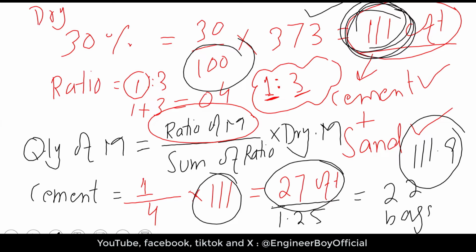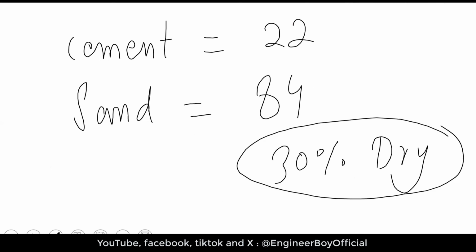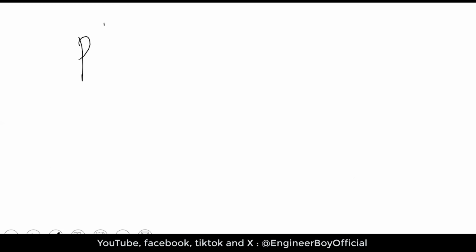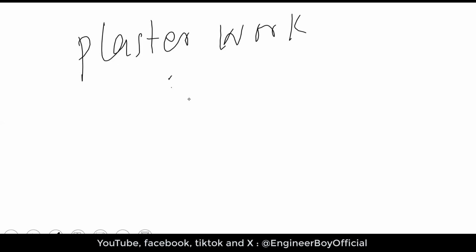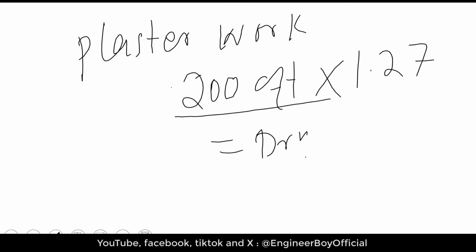Multiply by 1.3. This is what I'm saying, that 30% is already dry. So 111 is actually in the form of dry volume, so we don't have to convert that. It's never wet. However, let's say if you have plaster work, and that is, let's say, maybe 200 CFT, so this can be wet. Then you have to multiply this with 1.27 in order to convert this into dry volume. What do you say? Is it clear?